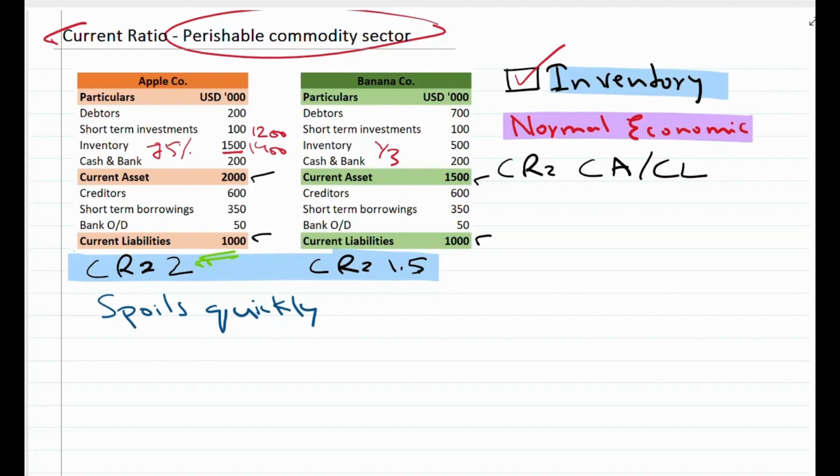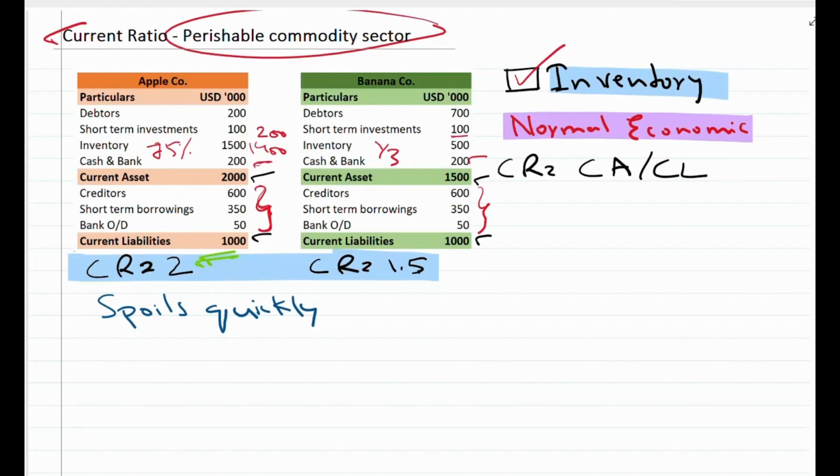Additionally, both companies have a similar kind of current liability, 600, 350, 600, 350, 50. Also, cash and bank is similar in both organizations, and so is short-term investment.